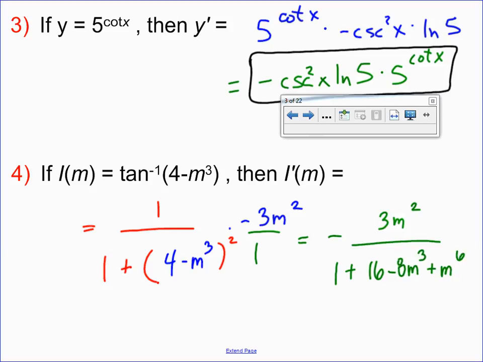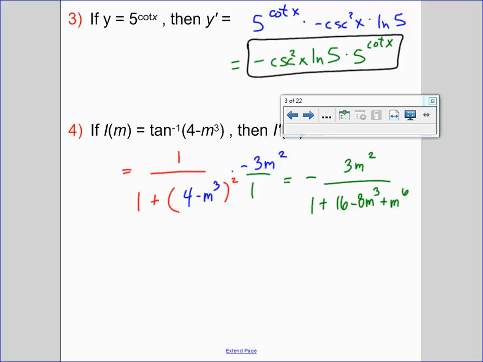How do we do? Yes? Combine like terms? Oh, so close. I'm getting 3m squared over 17 minus 8m cubed plus m to the 6th. And we could certainly put m to the 6th minus 8m cubed plus 17, that is fine. We did see one like this on the AB free response, where they did simplify this to get to the final answer. Sophia? Did you keep the negative? Where did it go? Yes, I have to. Thank you. Good job. Yes.